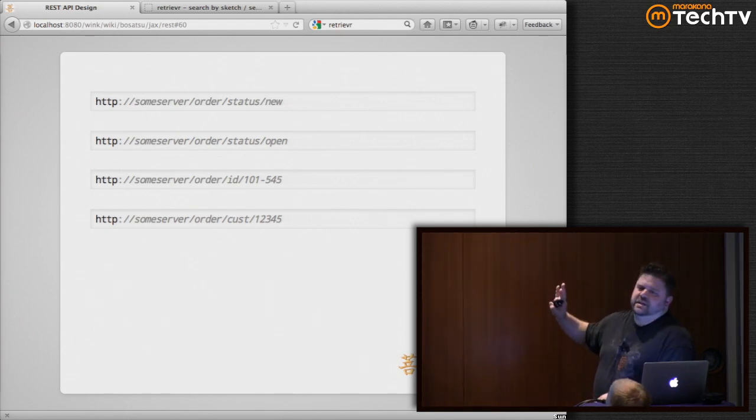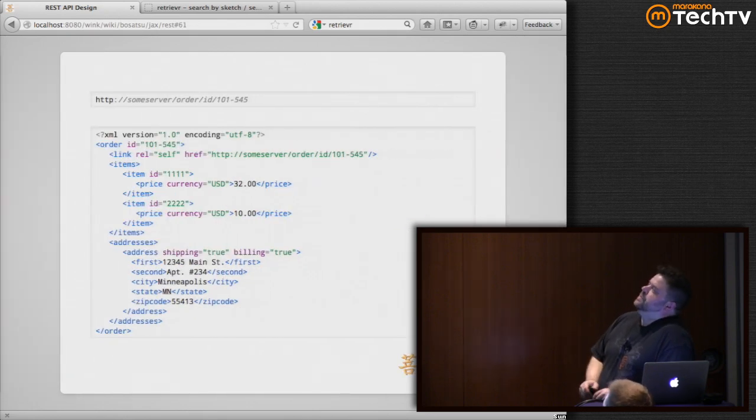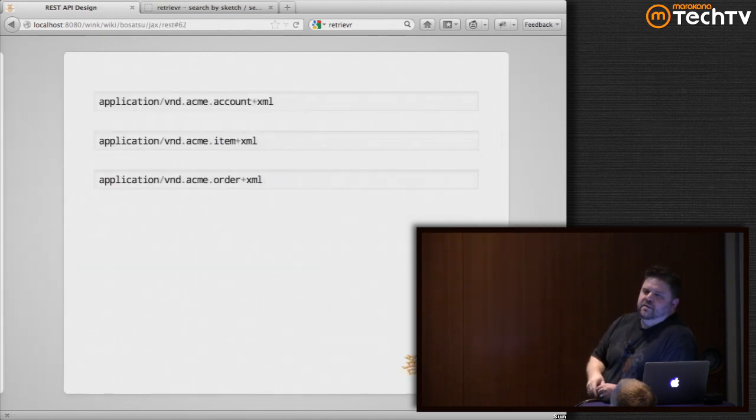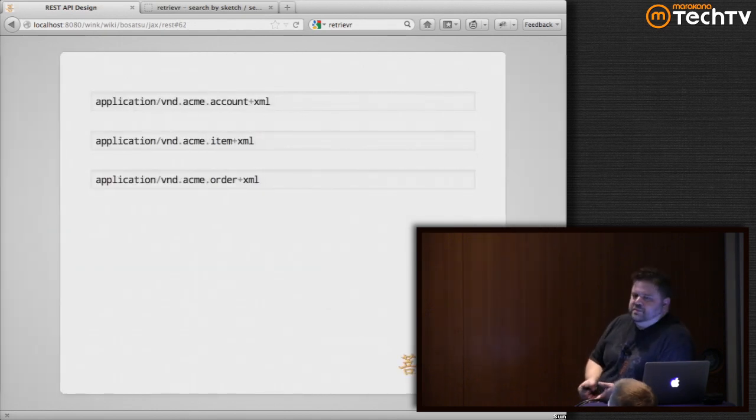That you start getting into subjective things, right? And my opinion doesn't really matter there. But this is just how I would do it. So now I can have an order representation. I can have links. I have items. I have addresses. And clients can know to look for these things, not based on the URL, but based on the identity of the thing that comes back.